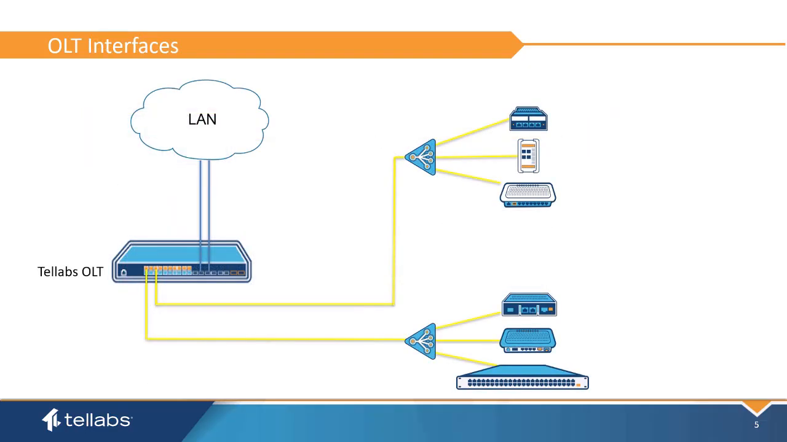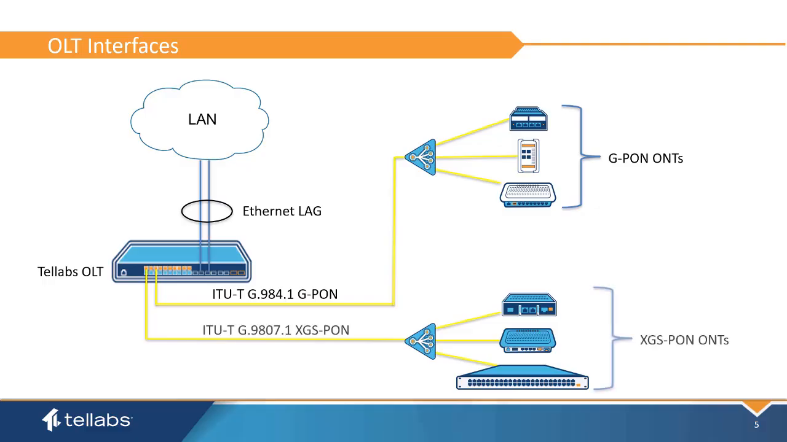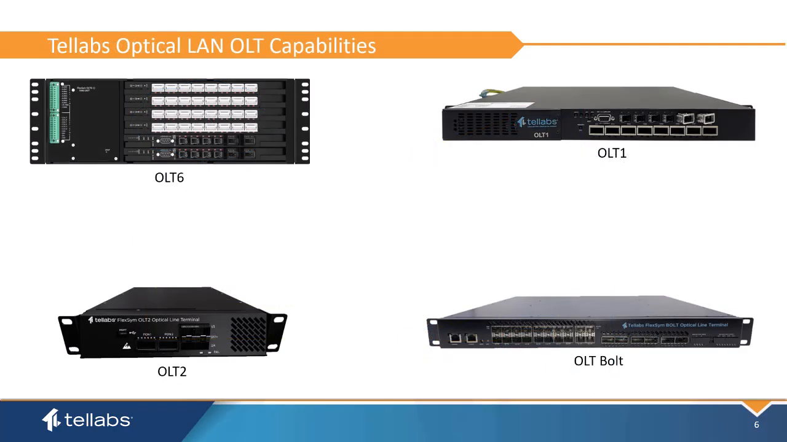The Tellabs OLT requires an Ethernet link aggregation group, or LAG, to connect to the network. These uplinks provide large bandwidth capabilities to support a large number of uniports on the OLT. This solution offers choices for either GPON or XGS-PON connectivity between the OLT and ONTs. With the Tellabs FlexSim series optical LAN solution, network engineers now have the tools to build enterprise LANs flexibly to support a variety of network sizes and bandwidth demands.